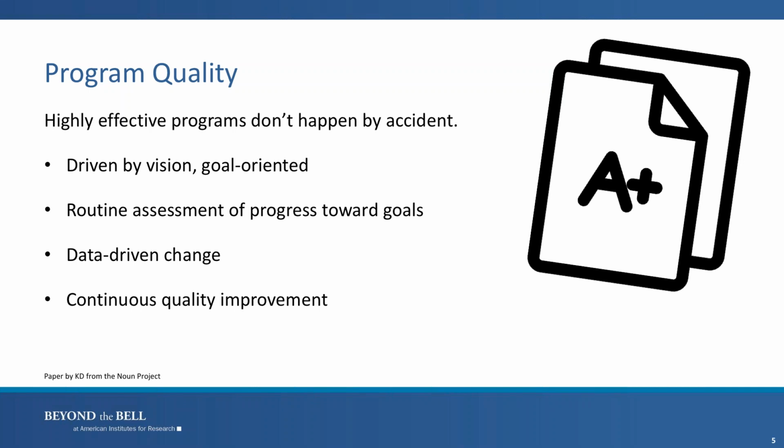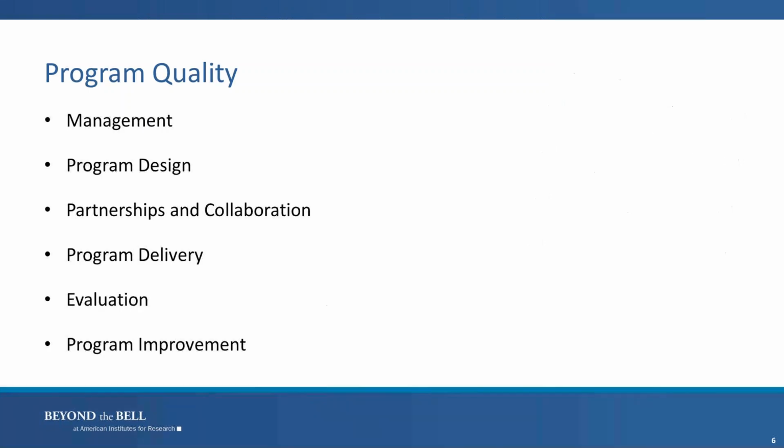Continuous quality improvement then, and continuous program quality in a nutshell, is constantly seeking to do a good job today and an even better one tomorrow. When we are striving for high quality, we'll want to employ best practices and strategies in all of the areas depicted here on the screen. And the Beyond the Bell Toolkit offers resources and strategies in each of these areas.